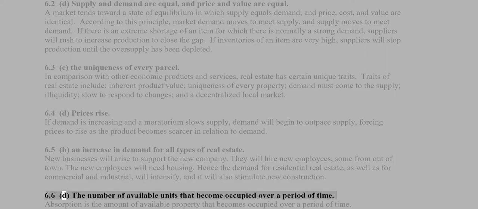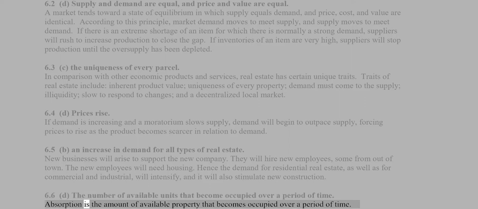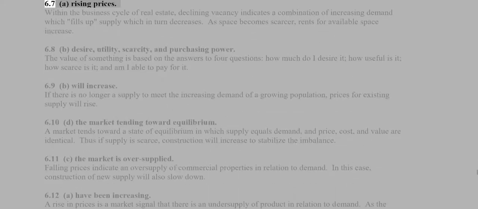6.6 d. The number of available units that become occupied over a period of time. Absorption is the amount of available property that becomes occupied over a period of time. 6.7 a. Rising prices. Within the business cycle of real estate, declining vacancy indicates a combination of increasing demand which fills up supply, which in turn decreases. As space becomes scarcer, rents for available space increase.